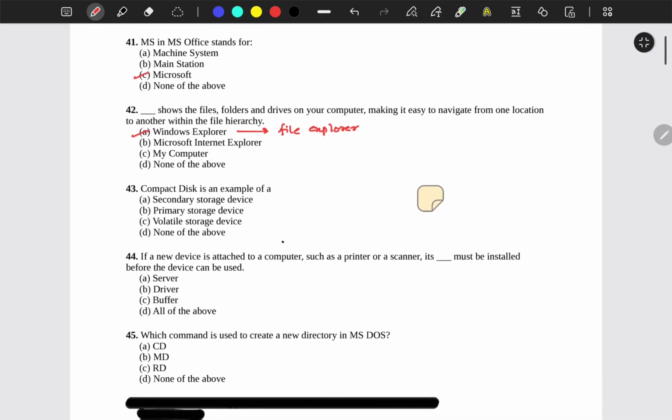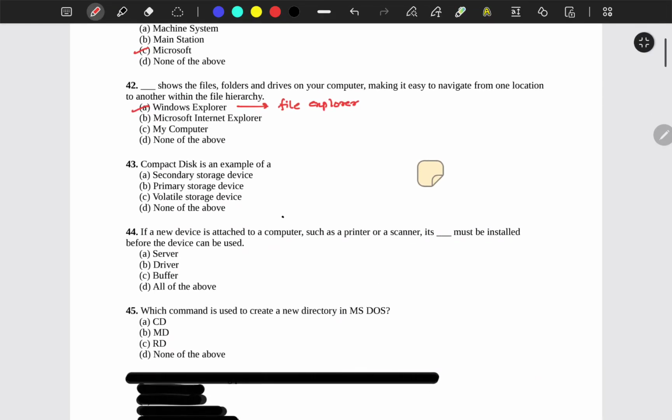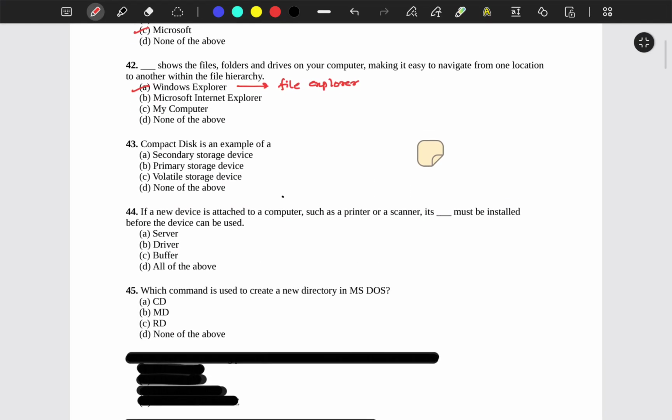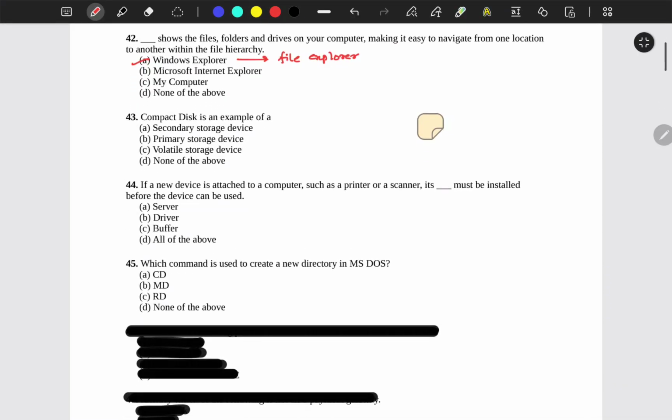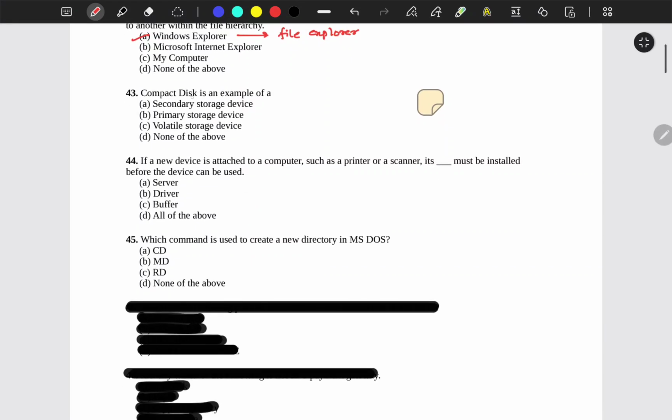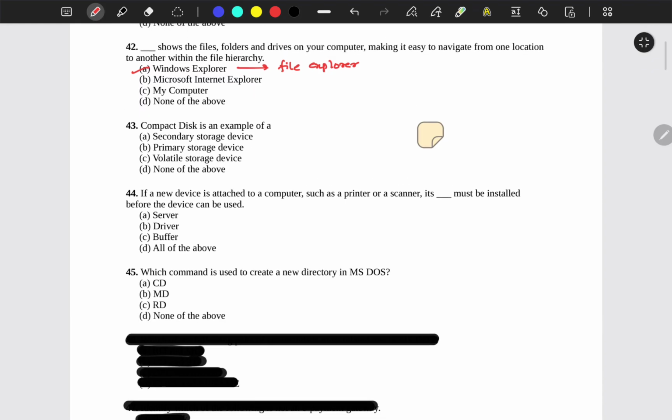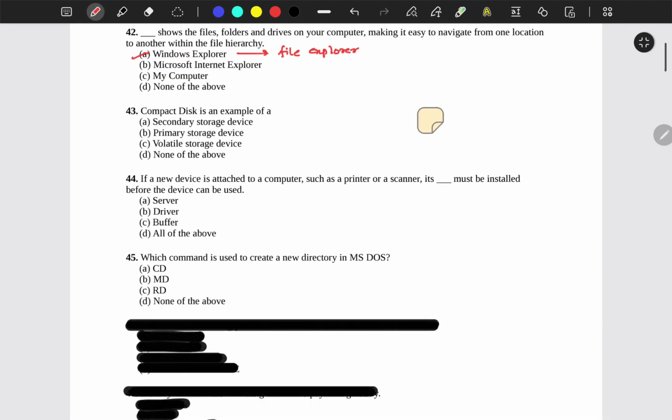So if you find that I'm going slow, you can put the video in 1.5x. It will be faster for you to complete the lecture. Okay, so the third question is, compact disk is an example of secondary storage device, primary storage device, volatile storage device, or none of the above. What is the correct answer? Compact disk, also known as CD. The correct answer is secondary storage devices.